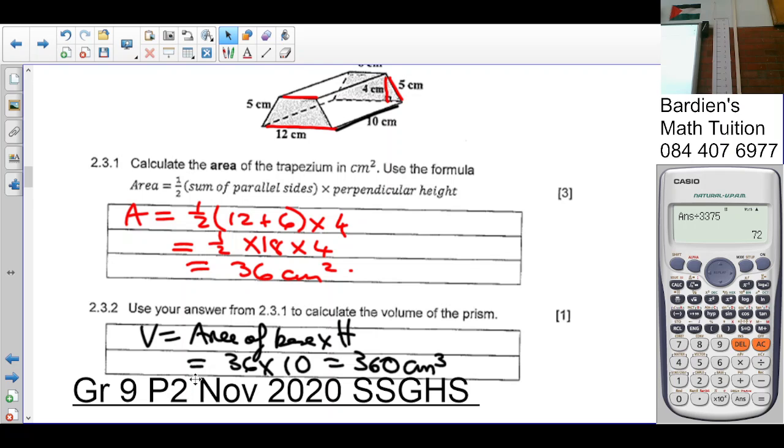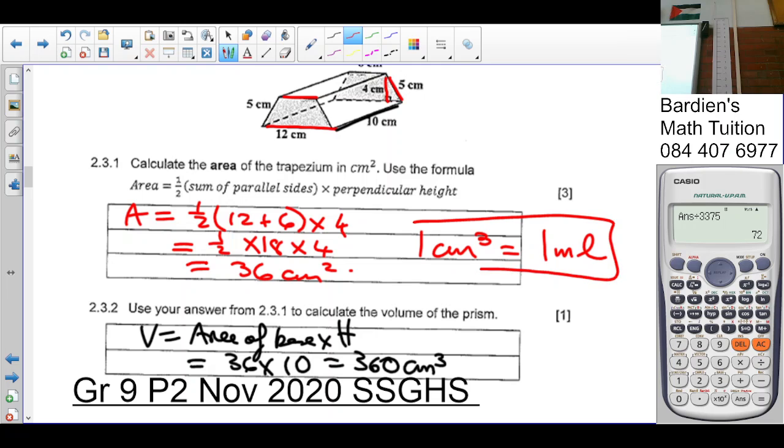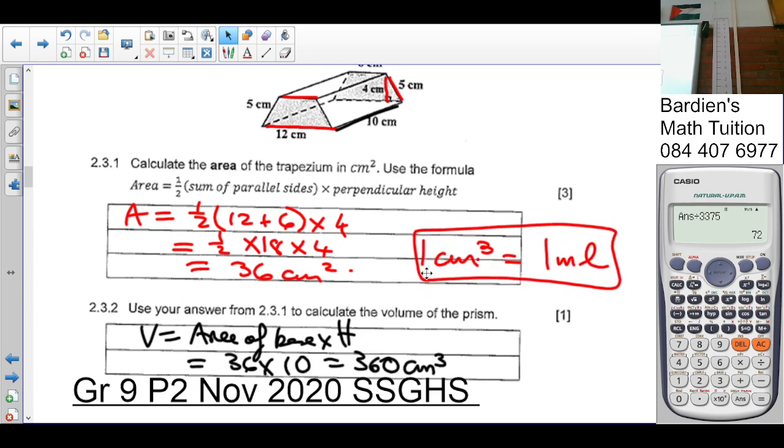If it's 360 centimeters cubed, how many milliliters would that be? Yes? Listen, this is the golden ratio. You must know this. Remember that 1 centimeter cubed, write this down, equals 1 milliliter. So it's 360 milliliters. So many times learners forget this ratio.